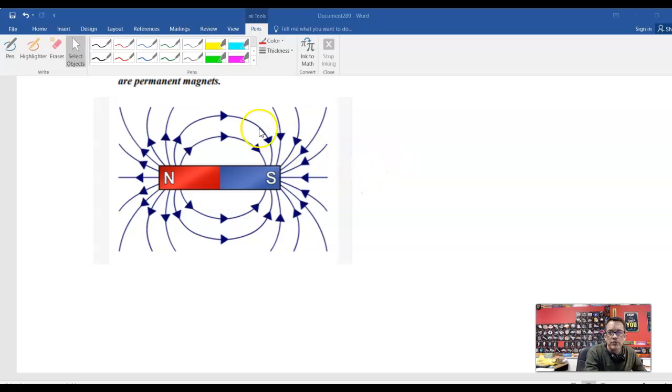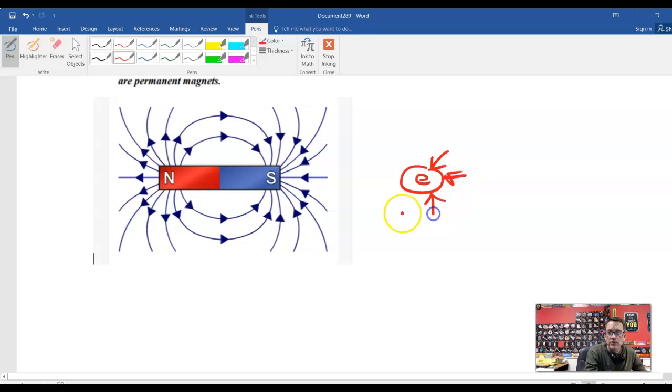Just like with an electrical field, magnets have a magnetic field, and we would represent them as well with lines. So just as before, when we had electrons, the electric field lines came to the electron, the negative charge, and then they went away from the positive.